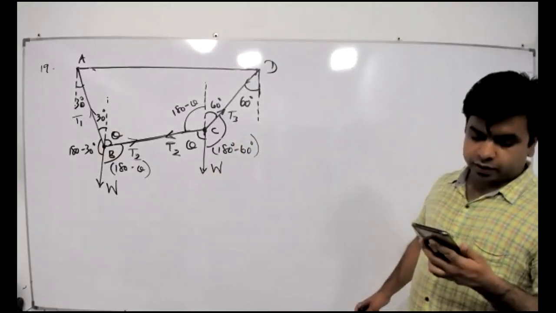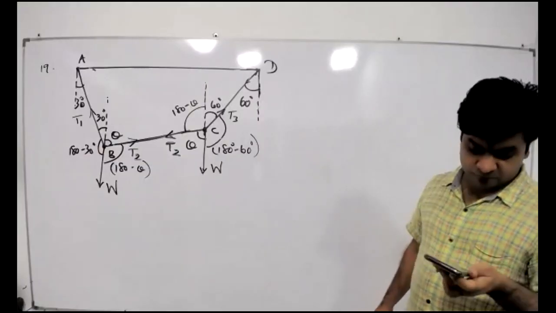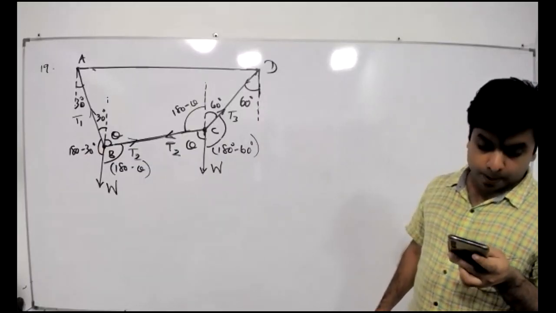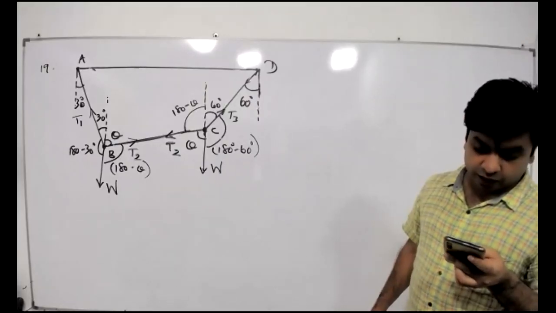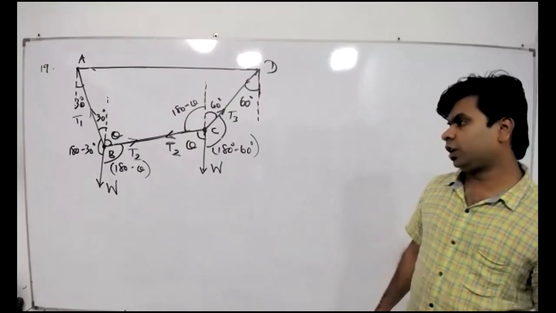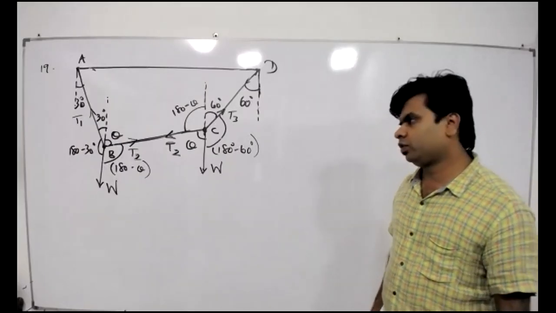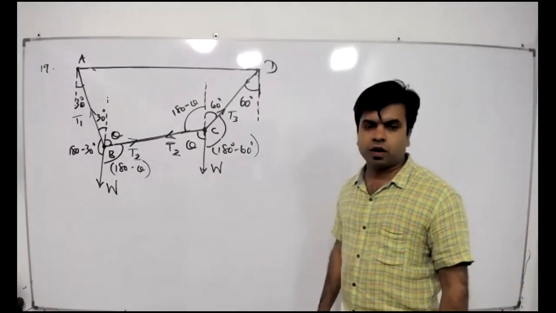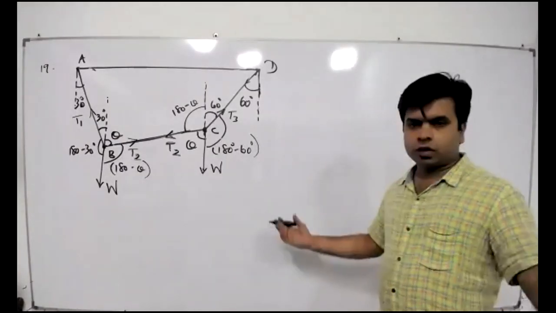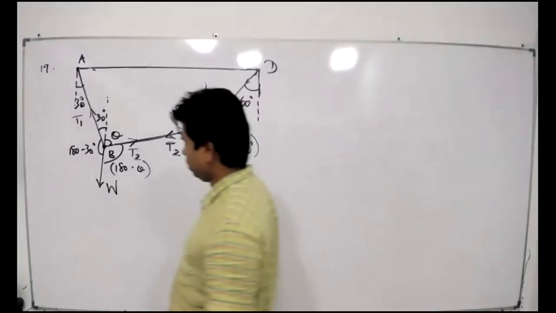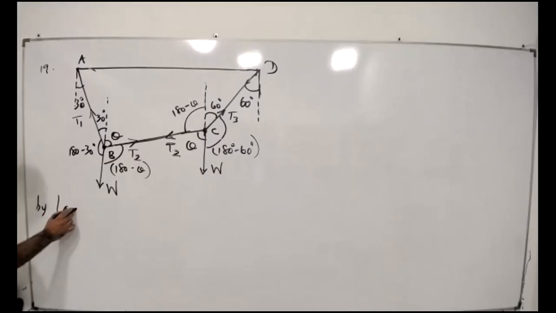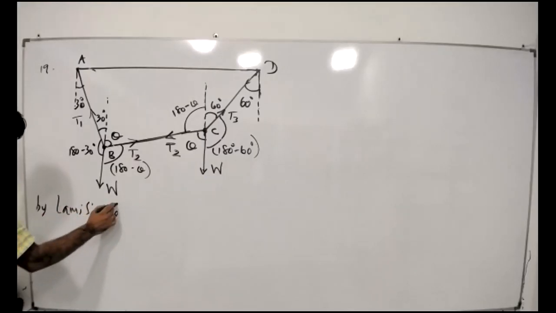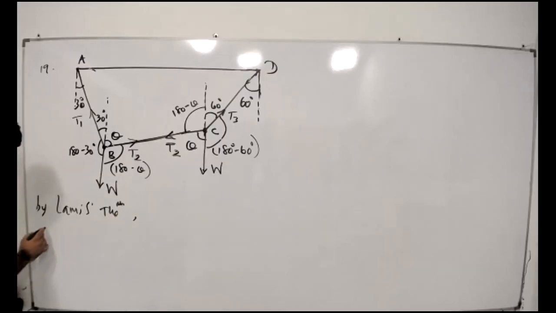Now they expect us to find out the angle theta and T1, T2, T3. How can you find out this T1, T2, T3 in terms of W and theta? You can use Lami's theorem. By Lami's theorem, at B.